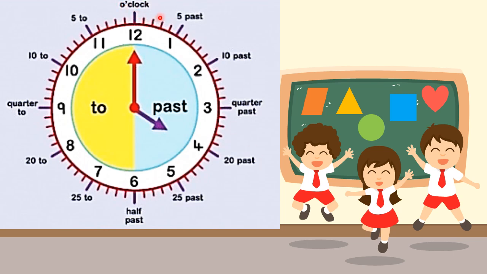So we count by 5. 0, 5, 10, 15, 20, 25. And the other side, we use the word to and we also count by 5. 5, 10, 15, 20, 25. So again, here is the past side and here the to side. So here count by 5 to know the minutes hand showing us what, and here also count by 5.